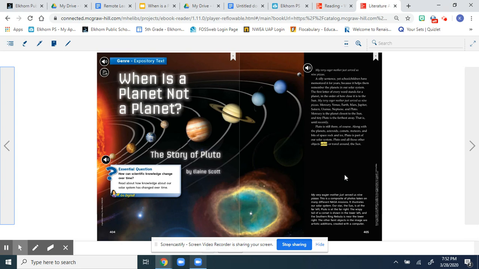Our star, the sun, is at the far left. Pluto is at the far right. The wispy tail of a comet is shown in the lower left, and the Southern Ring Nebula is near the lower right.